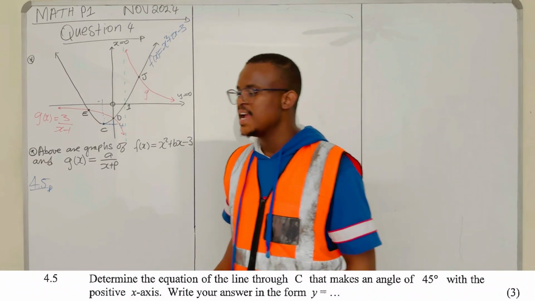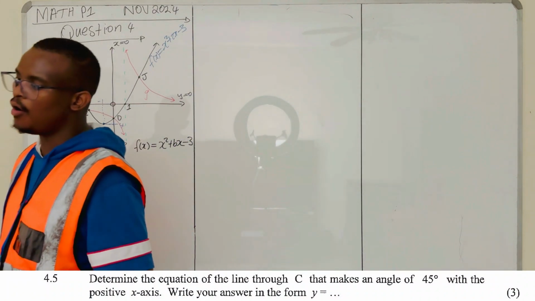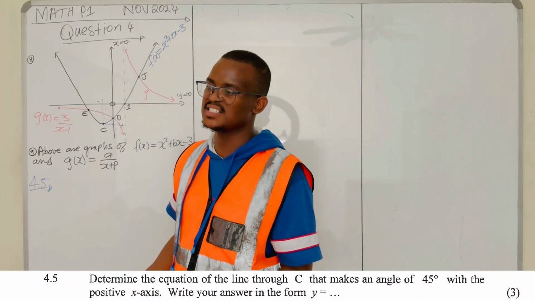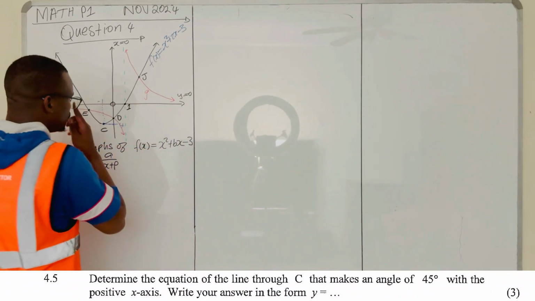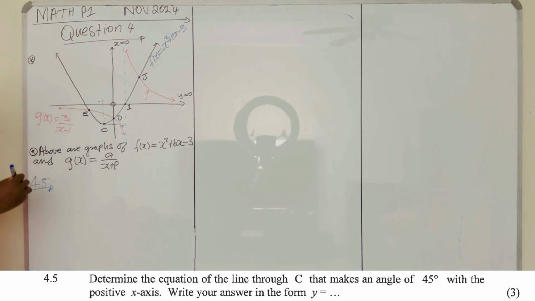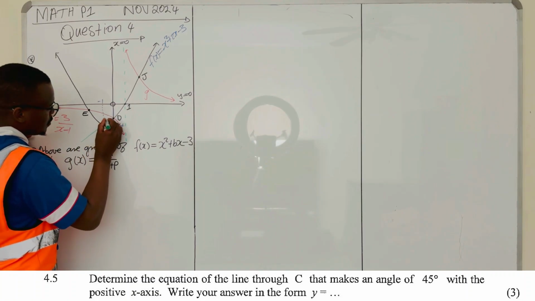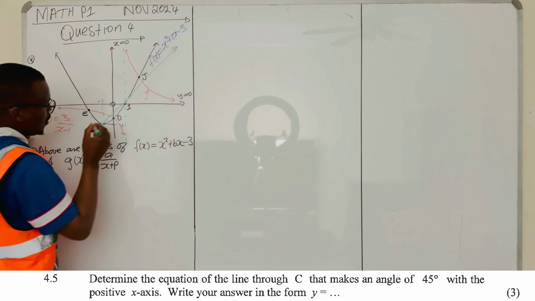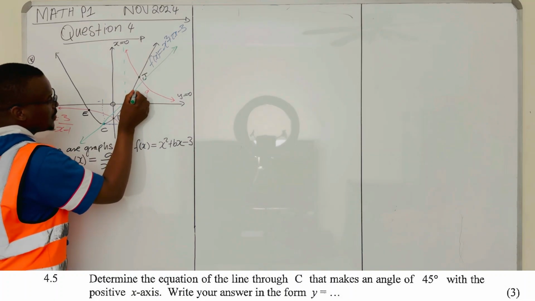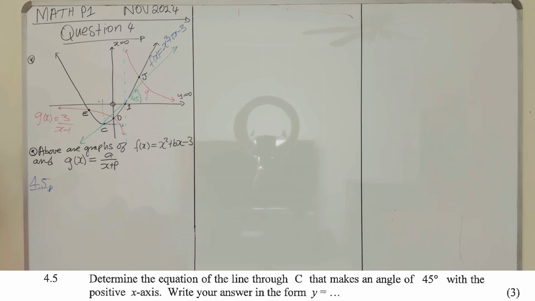So they want you to define an equation of a straight line that passes through C and has an angle of inclination of 45 degrees with a positive x-axis. So let's say here is C, and let's suppose we're trying to draw this line of ours. We don't know how it looks, but we just want to have an idea. Let's say maybe it looks something like this. So it makes an angle of 45 degrees with the x-axis.